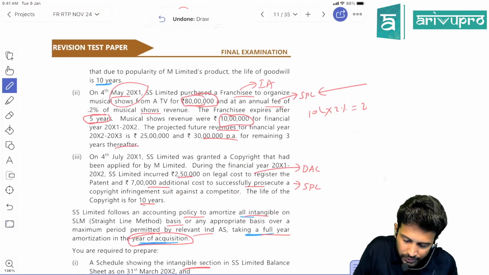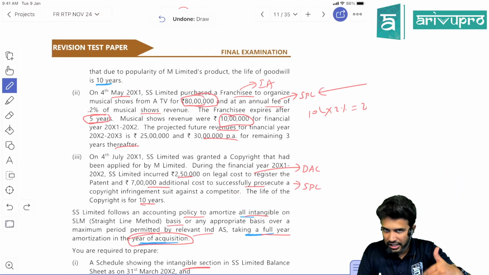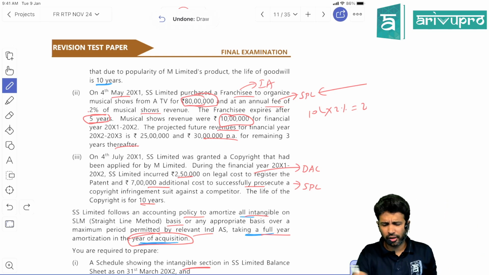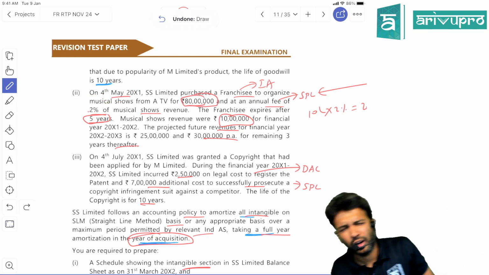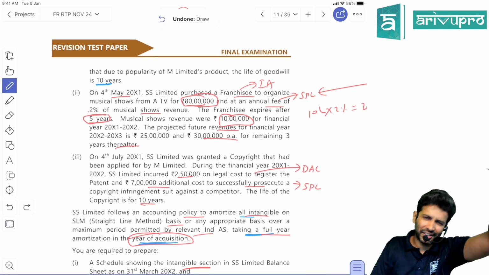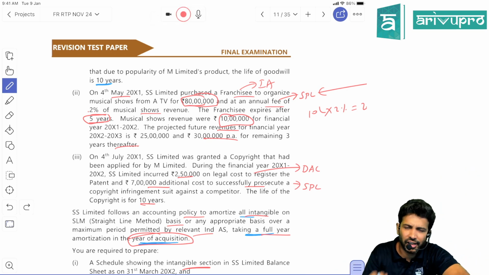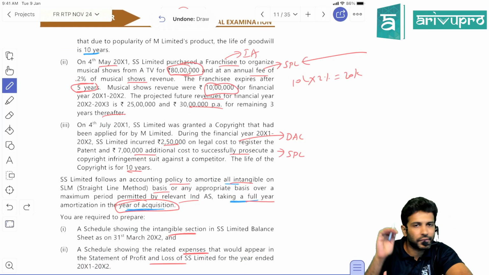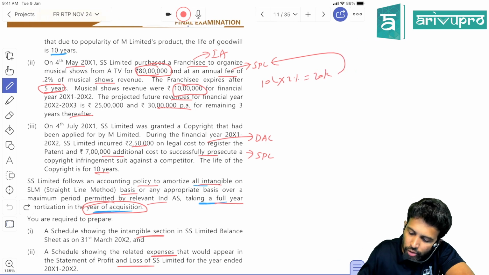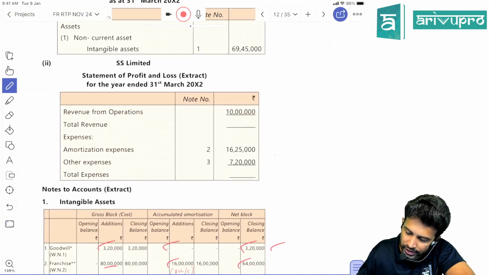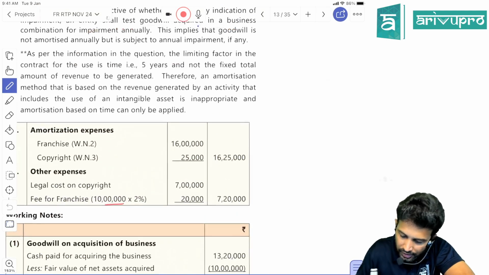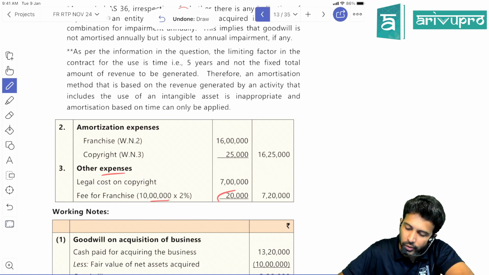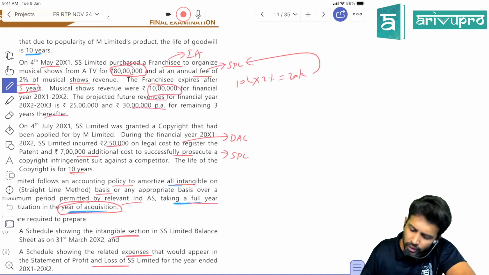So the day you have purchased all these intangible assets becomes irrelevant in this problem. If this line was not given, obviously we would have amortized it only from 4th May onwards, meaning for 10 months and some days. Since they've said that in the first year you charge full year amortization, we have calculated that. And this 20,000 annual fee will go off to the P&L account. You'll see that in the P&L statement: franchisee annual fees, 20,000 has come to P&L. That's it.